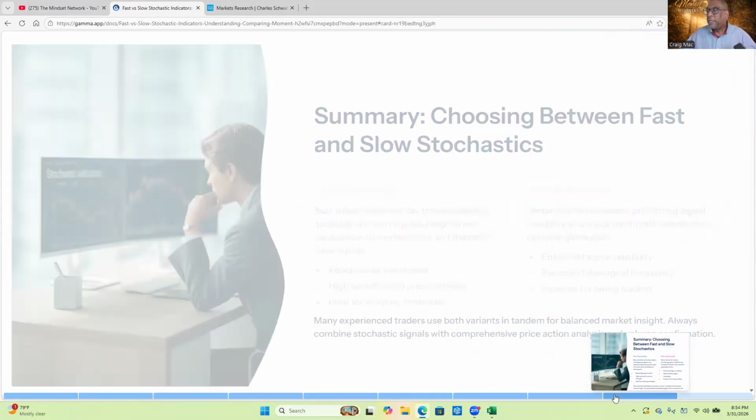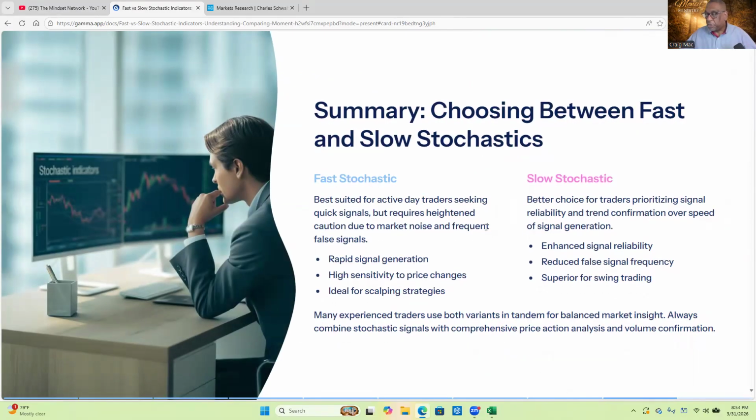Okay. All right. So next slide. Summary: choose between the fast and the slow. If you're an options trader or a short-term trader, then you probably want to set up your platform on your brokerage account and use the fast stochastic. If you are a long-term investor, then you probably want to go with the slow stochastic. And here are the reasons why.